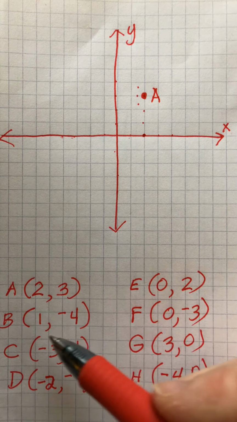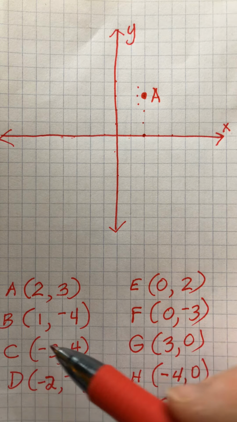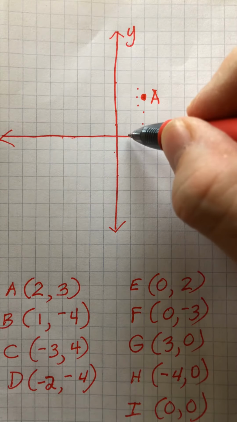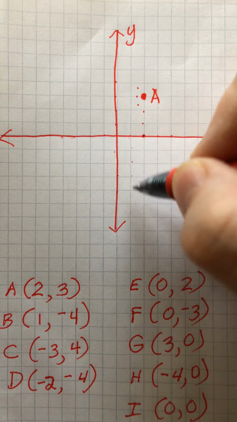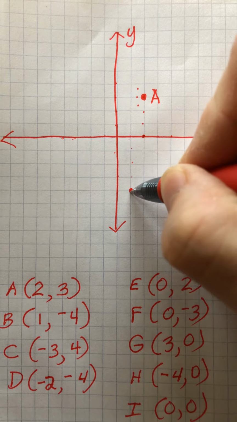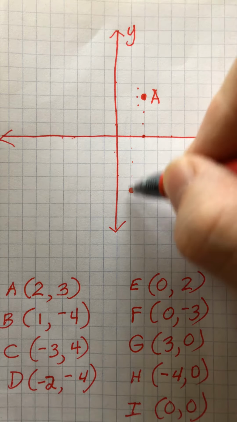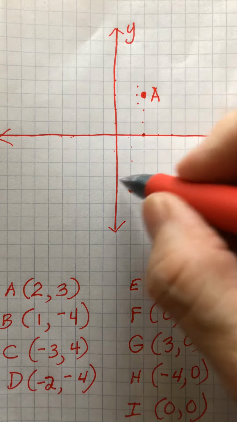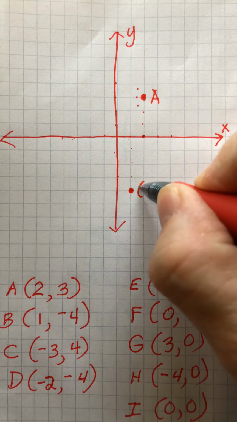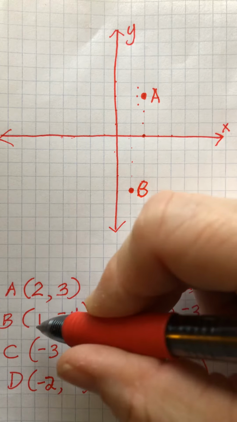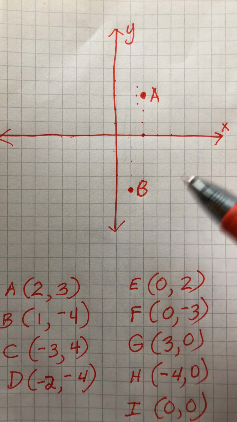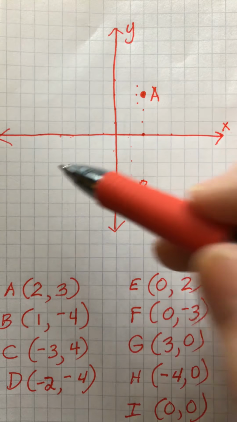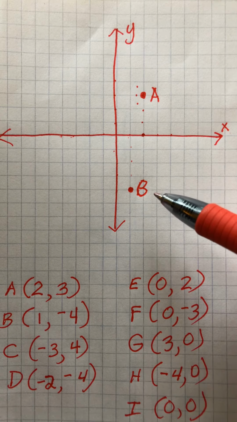The next point I'm going to do is 1, -4. So I'm going to go over 1 in a positive direction, 1, 2, 3, 4 down, and it's going to go exactly on that spot, right where those two lines intersect, and that is point B, which is 1, -4. Now, what quadrant would that be in? This is quadrant 1, 2, 3, 4. This would be quadrant 4.